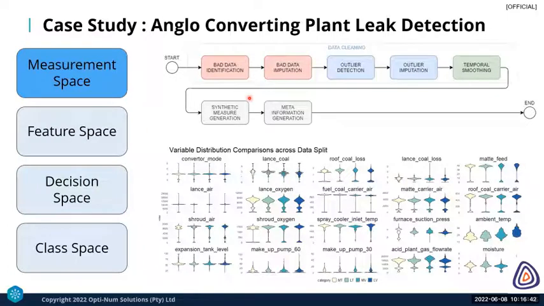So just posing the problem again in terms of the fault detection framework and the four spaces, the measurement space consisted of us looking through and cleaning out the data. At the top here, you would find the data cleaning process that we followed. It consisted of identifying the bad data and imputing it, finding where the outliers existed and imputing those, and finally smoothing the data so that we could maximize the signal from the noise in the data. We also generated additional information, some of it to represent parts of the data that we could not measure directly, as well as some data to control the model and the execution of the model.